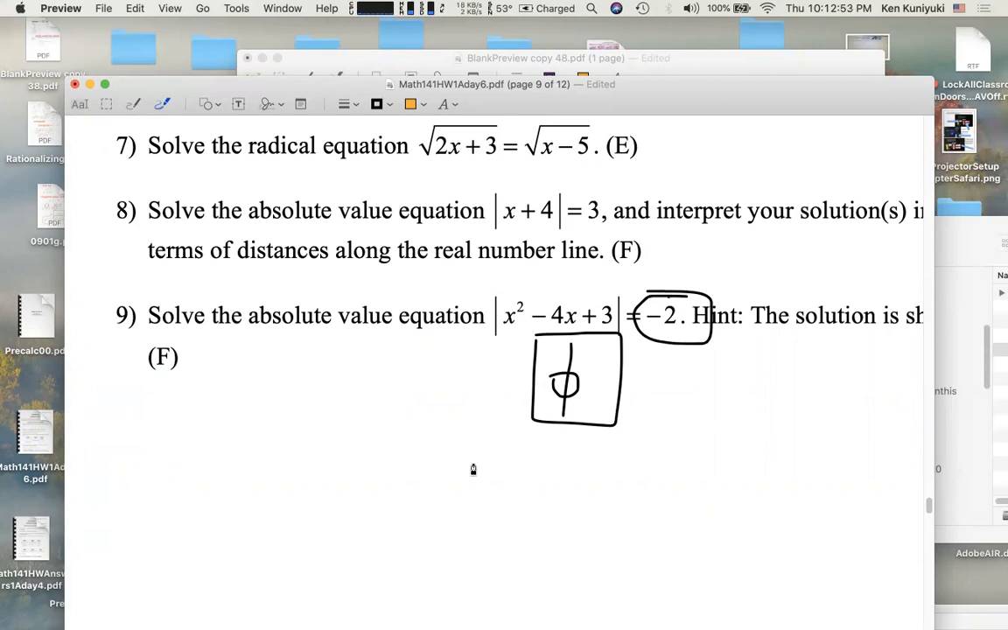All right. So in both cases, a little tricky, but short solutions. Basically answer only.